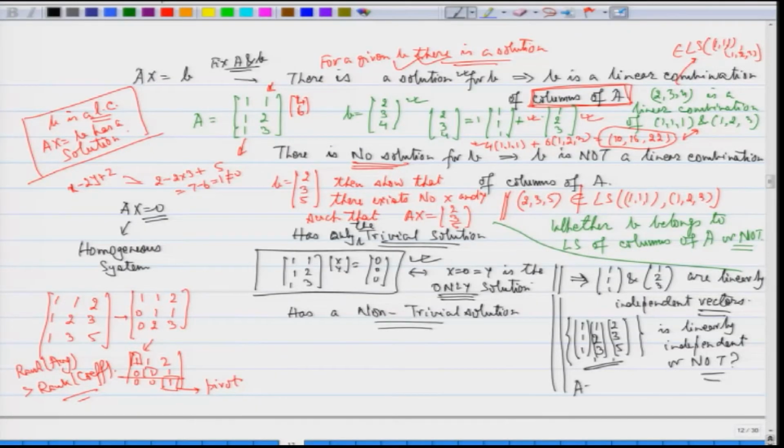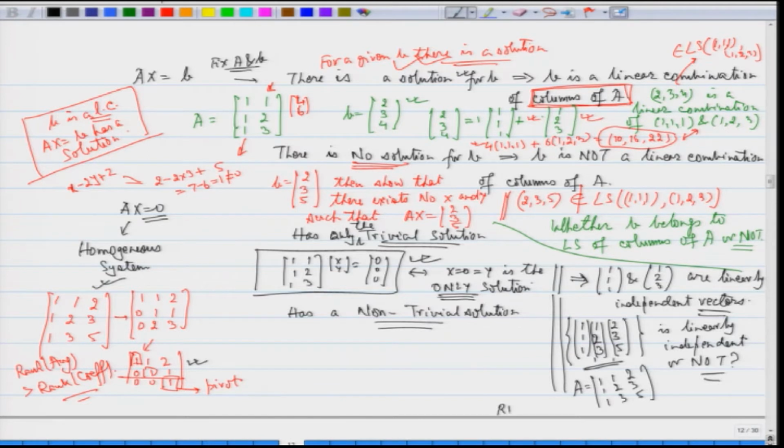Now, what is the size of the matrix A? This matrix A has size 3, with rows 1 1 1, 1 2 3, 2 3 5. There are different ways of doing it. We will learn that if the determinant of this is not 0, then we will get that this is linearly independent. Fine. Or you can look at the RREF. We have already computed the RREF of this matrix 1 1 2, 1 2 3, 1 3 5. What we see is that the RREF of this matrix is identity.